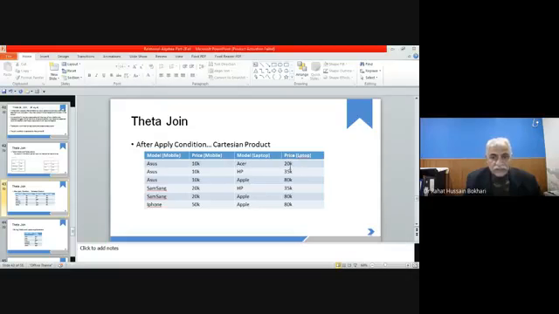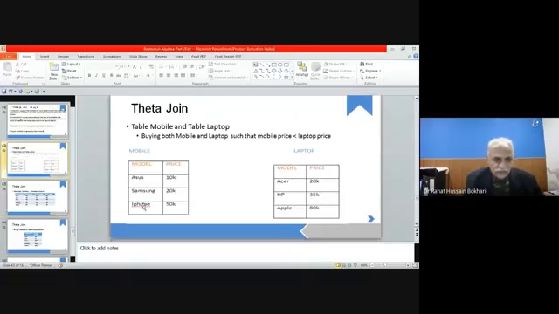But this cross product is after applying the condition, because we have 1, 2, 3, 4, 5, 6 rows. And if we go for the original tables, then we say this is 3 rows and this is also 3 rows. The rows in the cross product should be 9. Why is it not 9? Because we have applied the conditions given prior to the cross product. That is one of the prerequisites of the theta join.